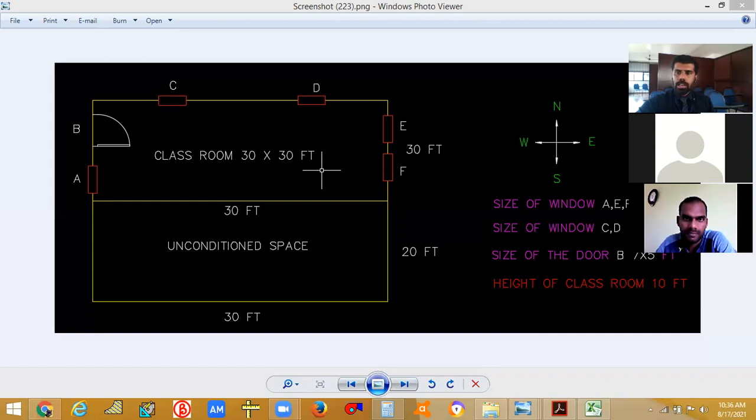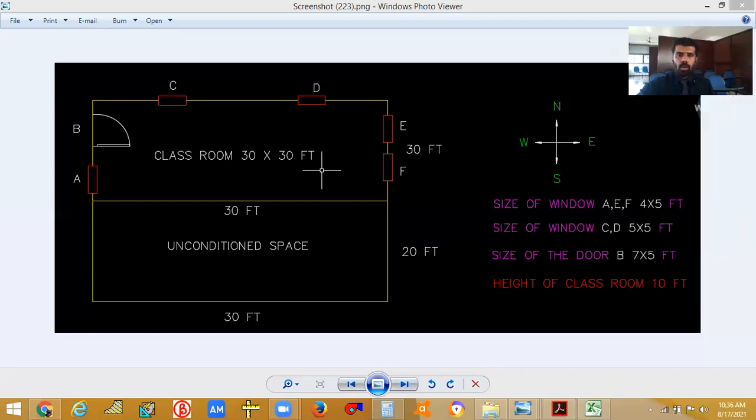So what we are going to do right now is find out the capacity, or the heat load calculation, inside this classroom. This is a classroom or a lecture room. Okay. And we are going to find out how many tons of air conditioning should be given, or what is the capacity of the AC that has to be given to this classroom of 30 into 30 feet.